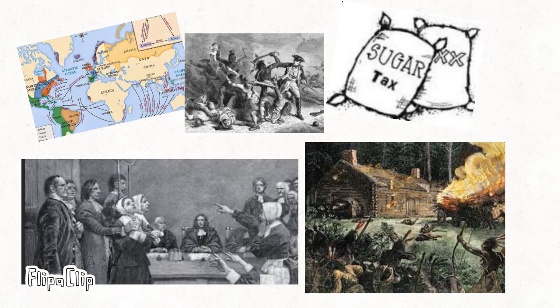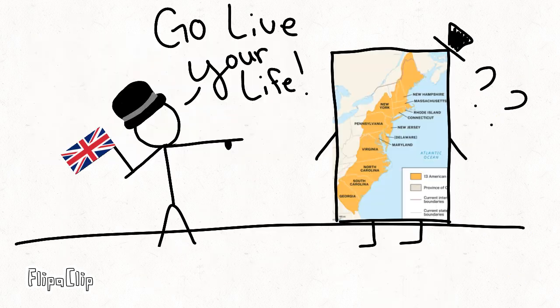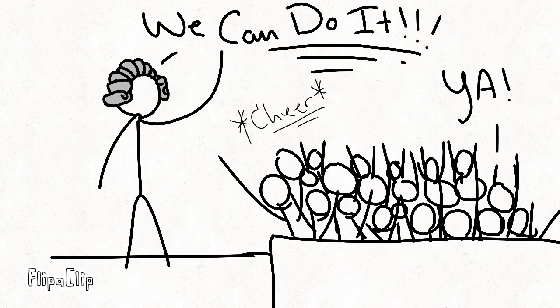Over time, though, as they've grown, we've seen many different events take place with very common themes. One of such is salutary neglect. This was when the British government didn't enforce their laws on the American colonies, and they were given a chance to self-govern and regulate. One example is Jamestown.